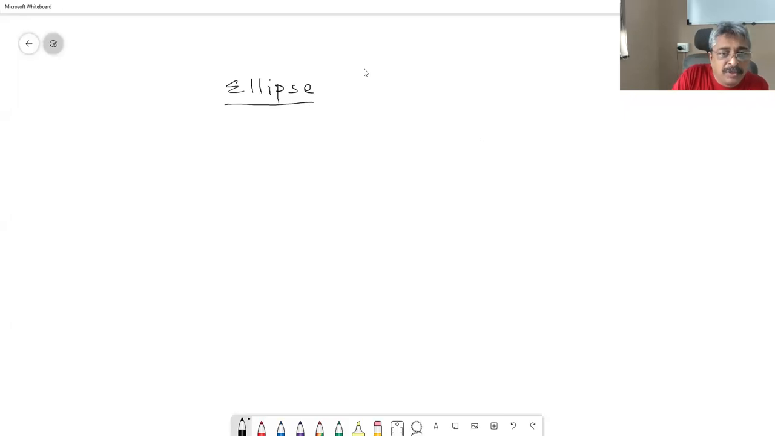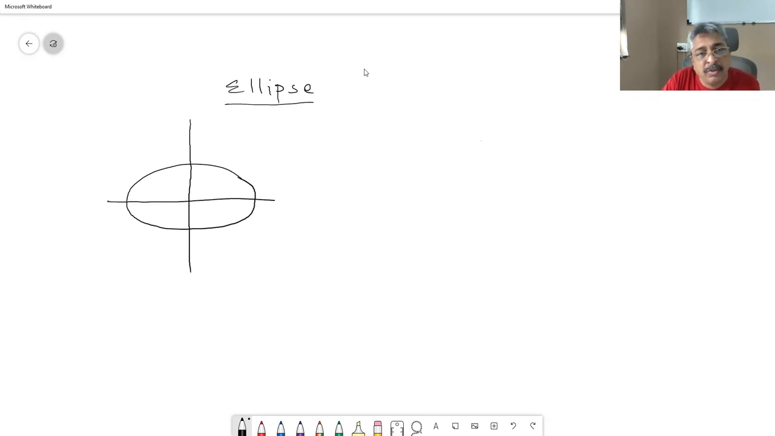Okay, let us begin with our discussion on ellipse. Yesterday we derived the standard equation of ellipse and got the basic properties in place. Let us continue our discussion with some additional properties.